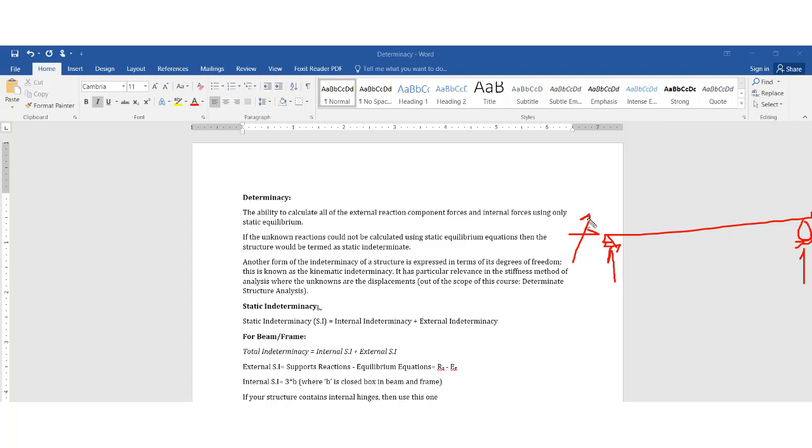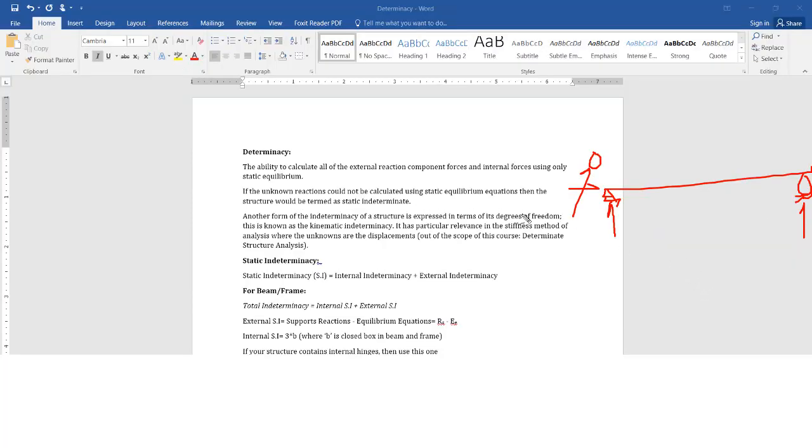In this case, for the beam, we'll take horizontal as 0. Now you have two reactions, a reaction at support A and support B. You have two unknowns and the number of equations available for this beam is also equal to two. Then you can calculate the unknown reactions using equilibrium equations because you have an equal number of equilibrium equations and unknowns.